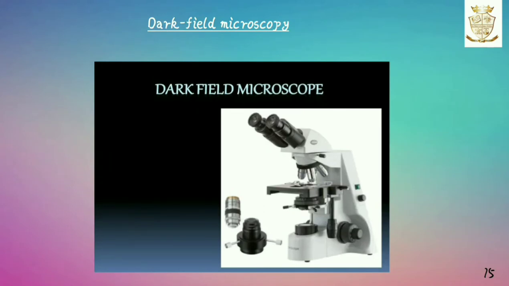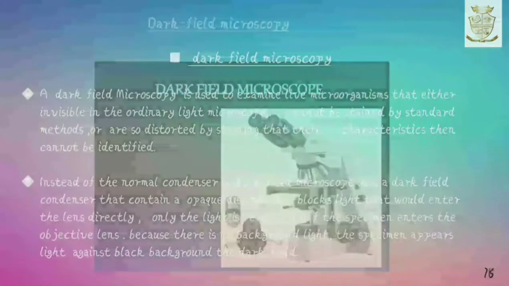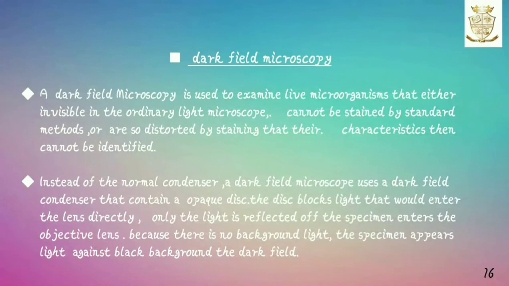Then we want to discuss what dark field microscopy is. The picture of dark field microscopy is here. Dark field microscopy is used to examine live microorganisms that are either invisible in the ordinary light microscope, cannot be stained by standard methods, or are so distorted by staining that their characteristics cannot be identified.